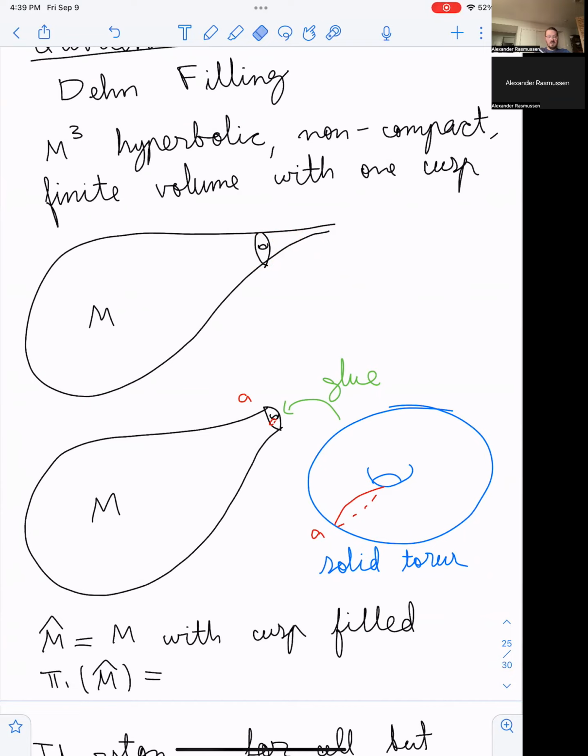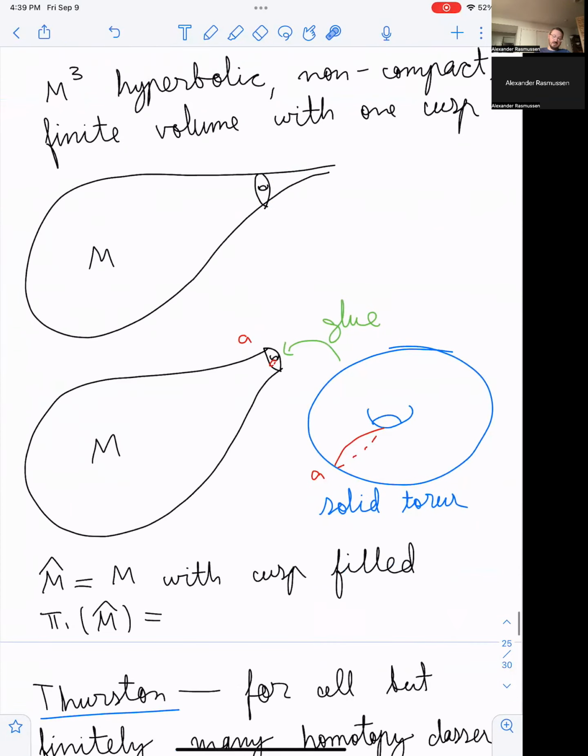And you can cook up certain closed manifolds using this finite volume manifold. This is the operation of Dehn filling. So what you can do is you can cut the cusp off. When you do that, you get a two-dimensional torus in the boundary of your manifold. And now to create a closed manifold, you can glue on a solid torus to this boundary component.